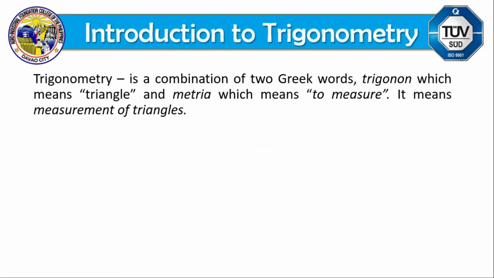So, let's start. Introduction to trigonometry. Trigonometry is a combination of two Greek words. It is actually a contraction of two words: trigonon, which means triangle, and metria, which means to measure. So basically, when we combine those two words, we have the basic meaning of trigonometry, which is the measurement of triangles.